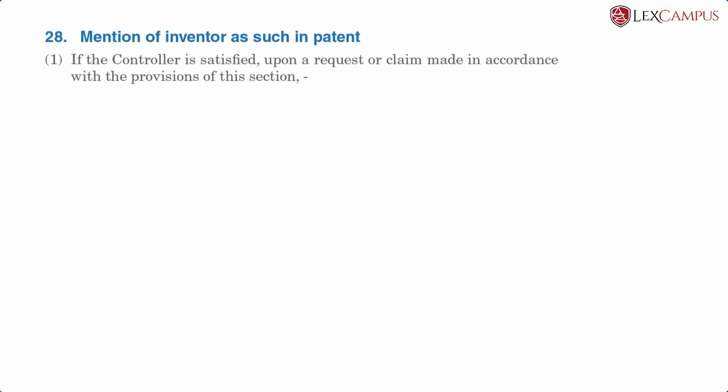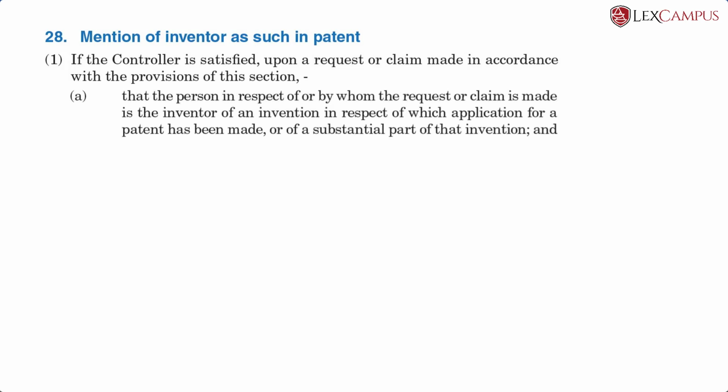Section 28(1) states that if the controller is satisfied upon a request or claim made in accordance with the provisions of this section. So, there is a claim or a request made to the controller. A. That the person in respect of or by whom the request or claim is made is the inventor of an invention in respect of which the application for a patent has been made, or a substantial part of that invention. So, the claim or the request could be to state that an inventor is the inventor of an invention as a whole, or he is the inventor of a substantial part of an invention.